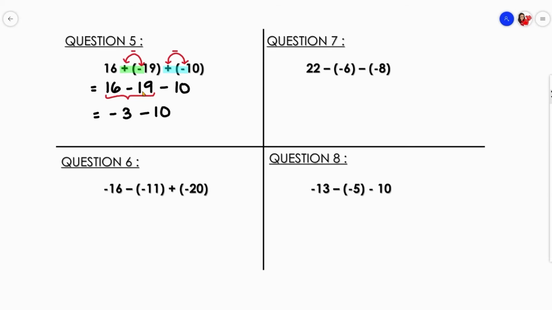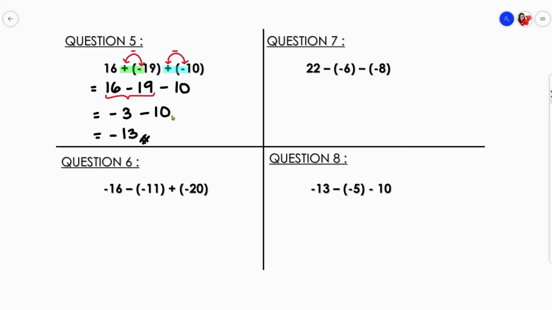The minus 10, you want to rewrite the back portion of your question again because you haven't solved that yet. So now, you were owing $3, but now you are owing another $10. So altogether now you are owing a total of $13. So this is your final answer.